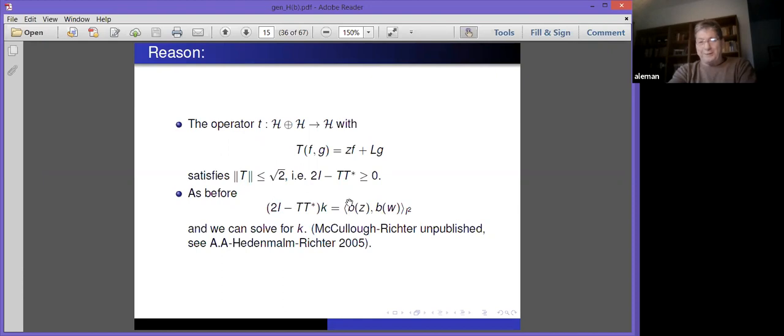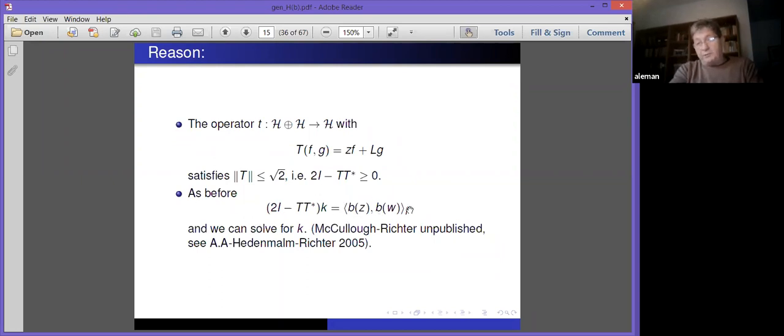That is a beautiful idea. I liked it very much. It's due to Scott McCullough and Stefan Richter. That was unpublished. But then a number of years after that, together with Håkan Hedenmalm, we wrote an overview paper about progress in problems regarding sub-Bergman spaces, and we have included it. But the idea is from the two, Scott and Stefan.